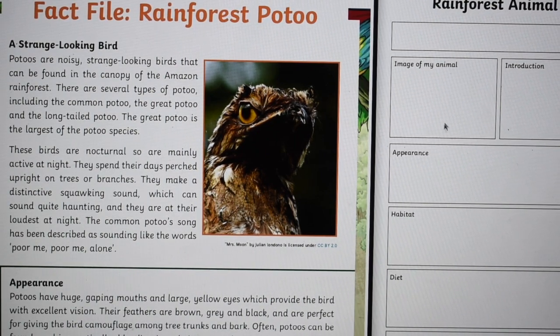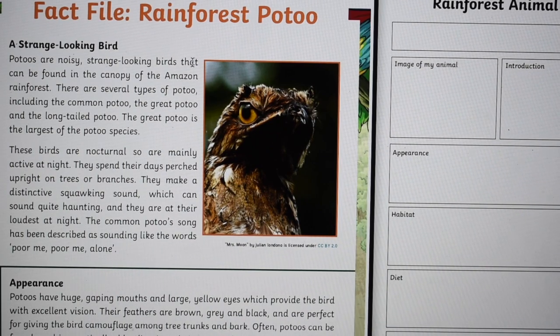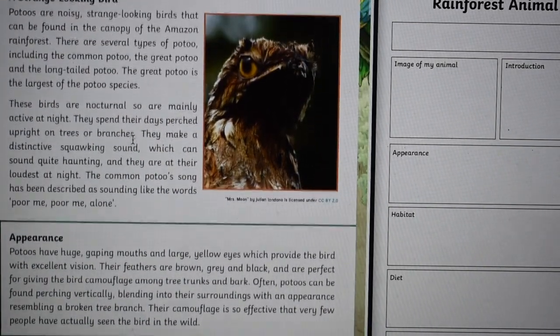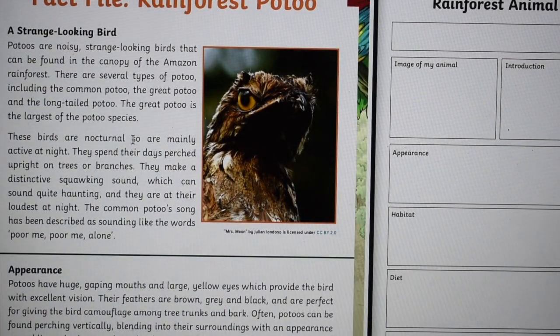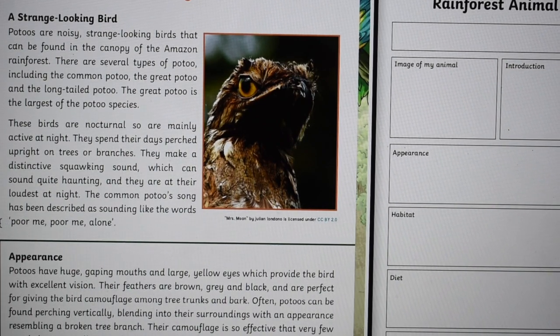Now here, this one I think is hopefully pretty easy to explain. So here, of course, we're going to put the image of our animal. Now, if we look at our box here where it says introduction, we notice that on this sheet there isn't a paragraph which says introduction. So which of these do you think is going to be the introduction?